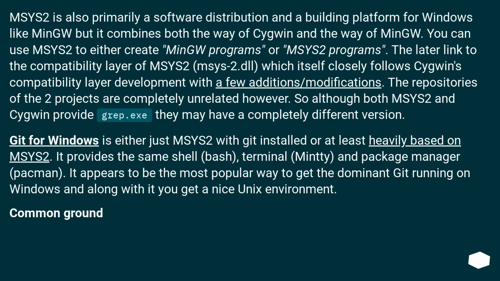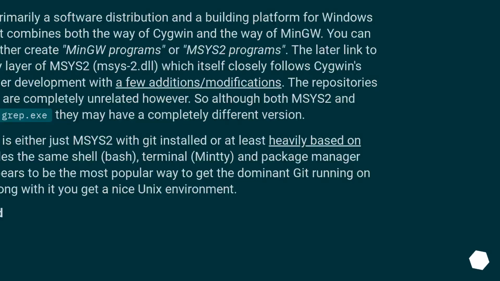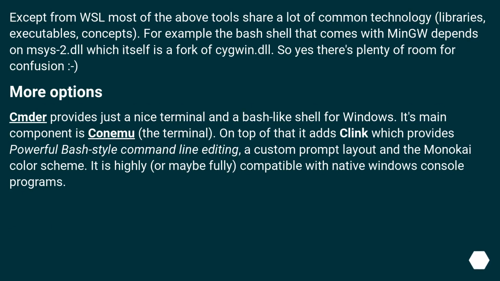Common ground. Except for WSL, most of the above tools share a lot of common technology, libraries, executables, concepts. For example, the bash shell that comes with MinGW depends on msys-2.0.dll, which itself is a fork of cygwin1.dll. So yes, there's plenty of room for confusion.